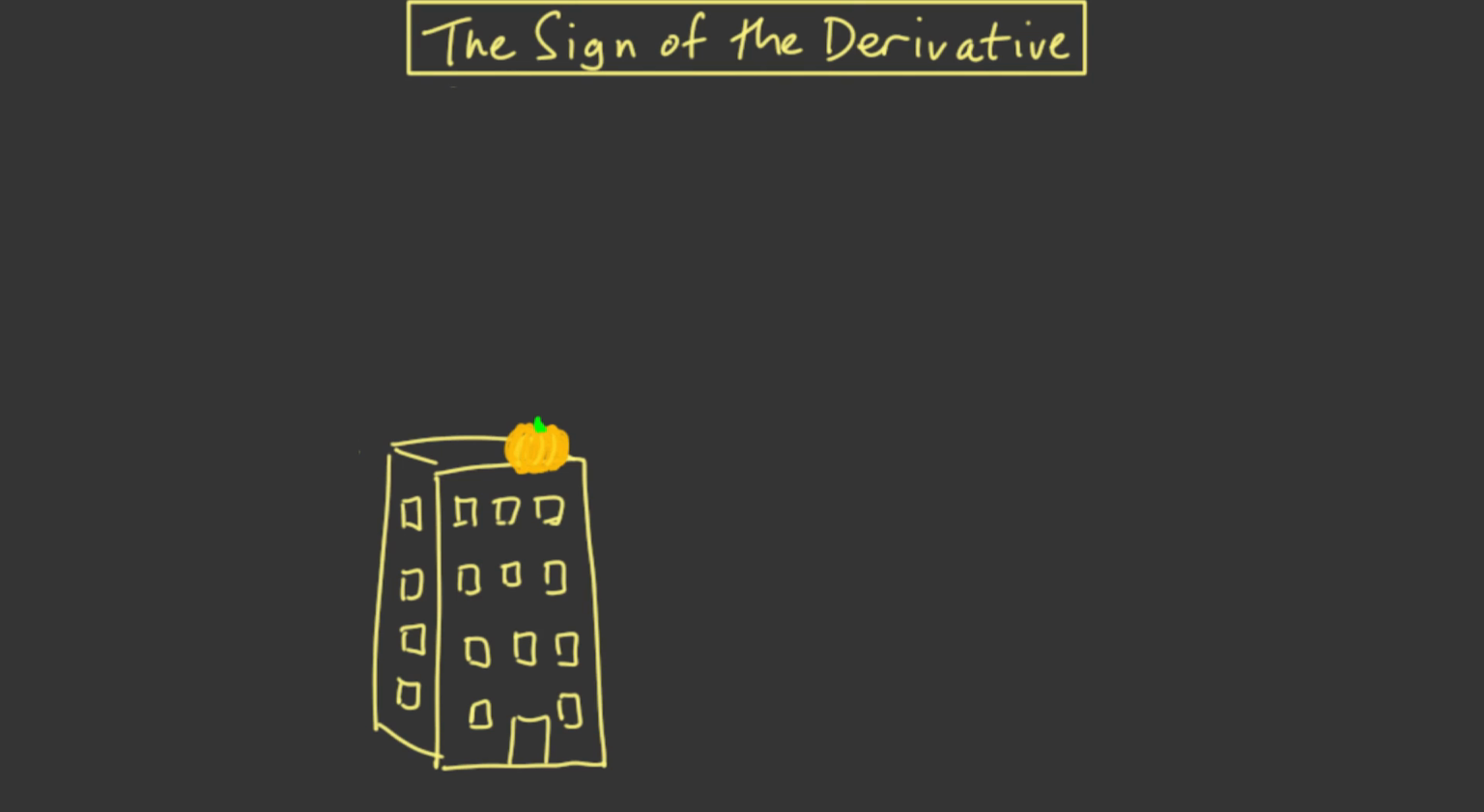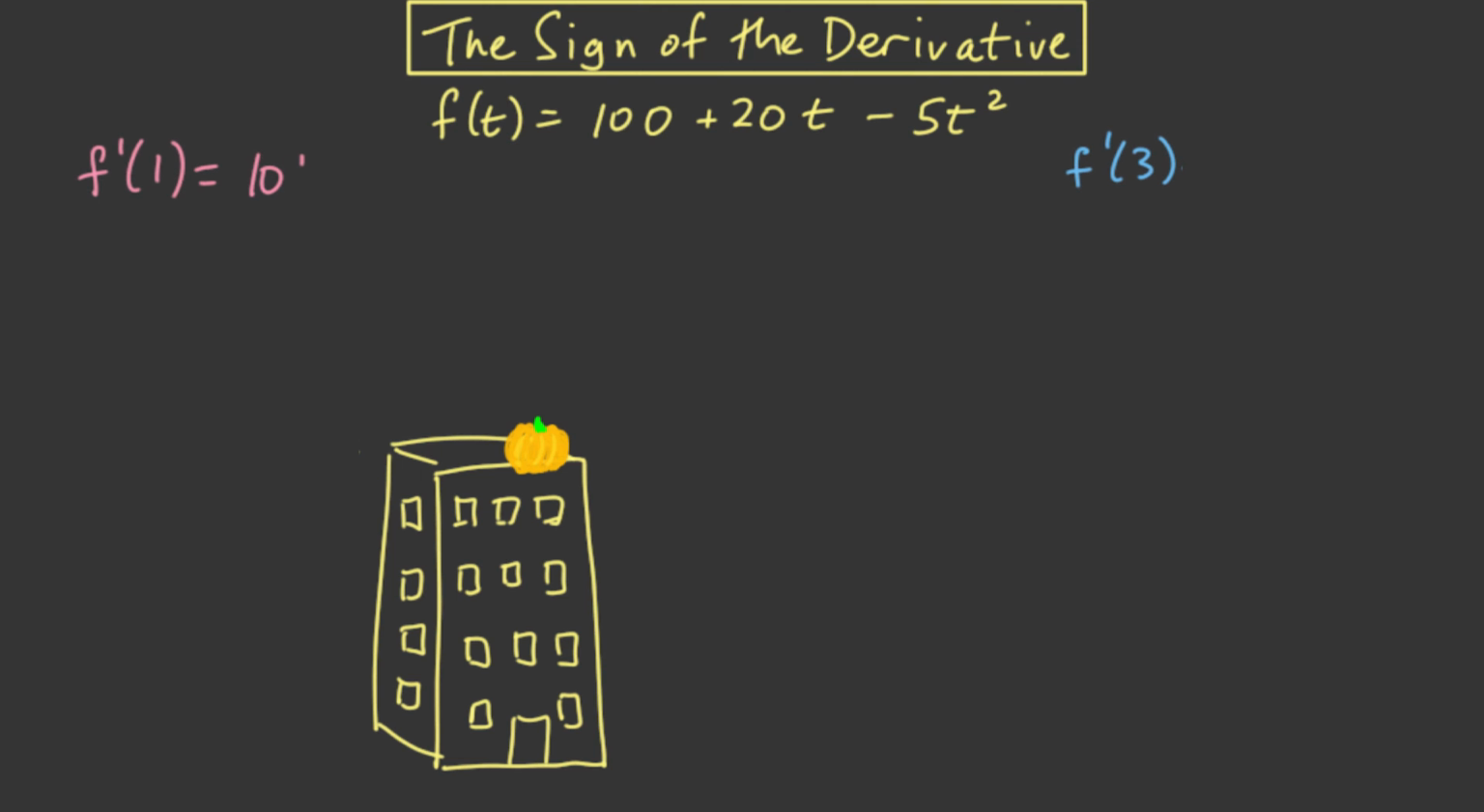In our last video, we threw a pumpkin off a building, and its height was given by this function of time. We calculated these derivatives. f'(1) was 10 meters per second, and f'(3) was minus 10 meters per second. So what does that mean?